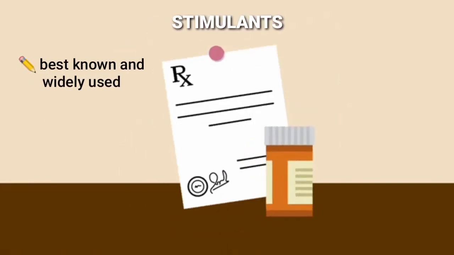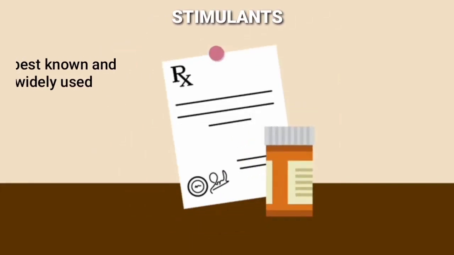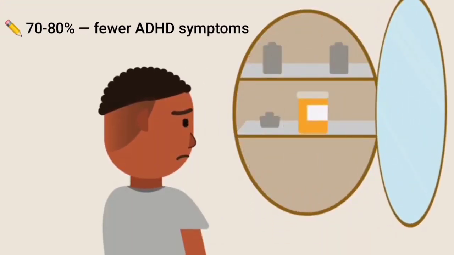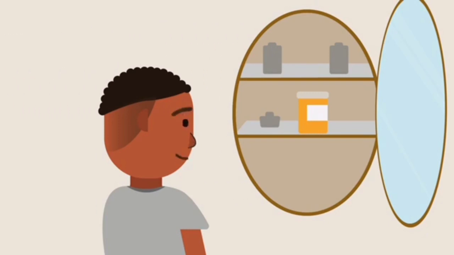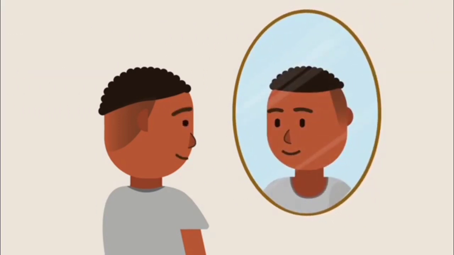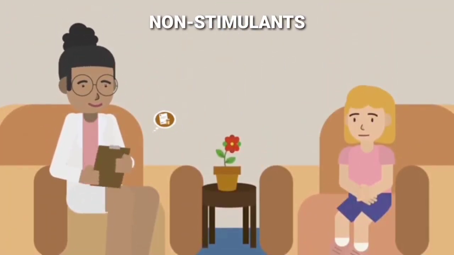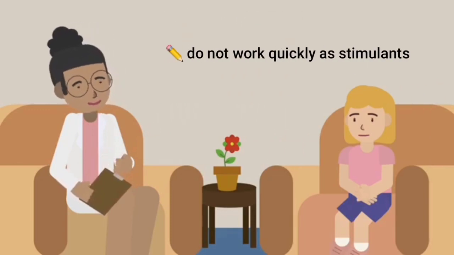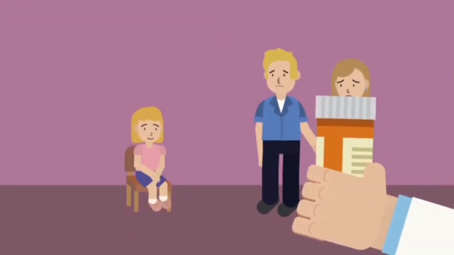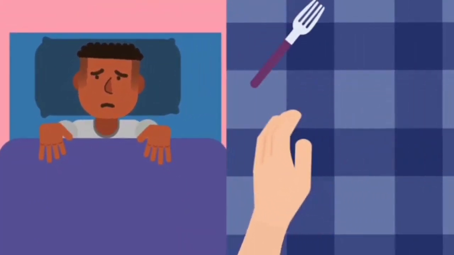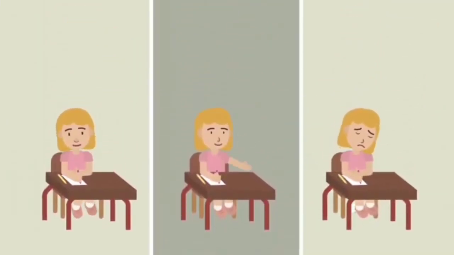Stimulants are the best known and most widely used ADHD medications. Between 70 to 80% of children with ADHD have fewer ADHD symptoms when taking these fast-acting medications. Non-stimulants were approved for the treatment of ADHD in 2003. They do not work as quickly as stimulants, but the effect can last up to 24 hours. Medications can affect children differently and can have side effects such as sleep problems or decreased appetite. One child may respond well to one medication but not to another.